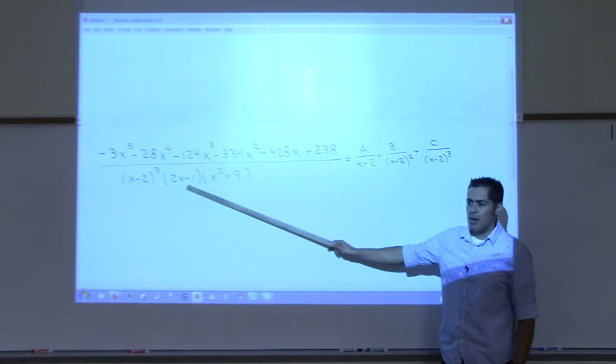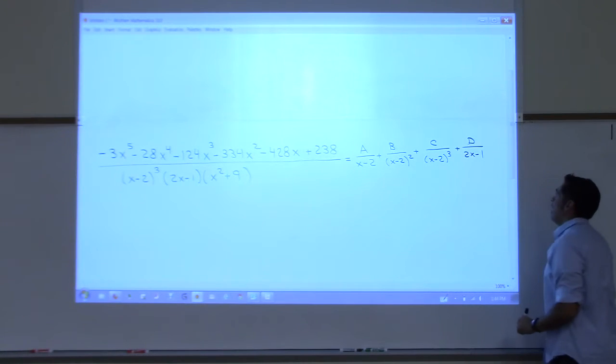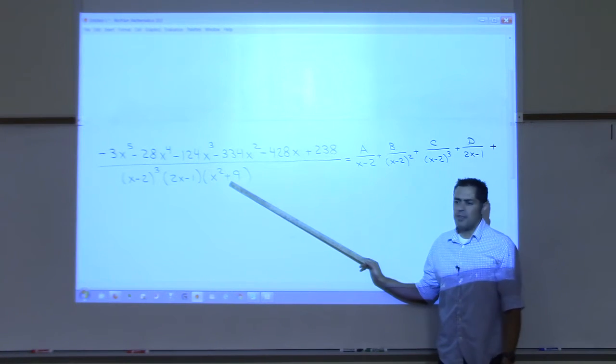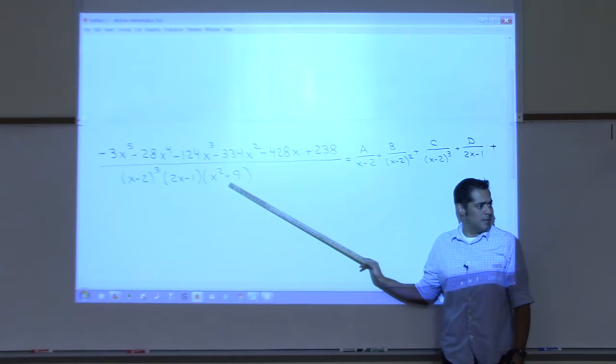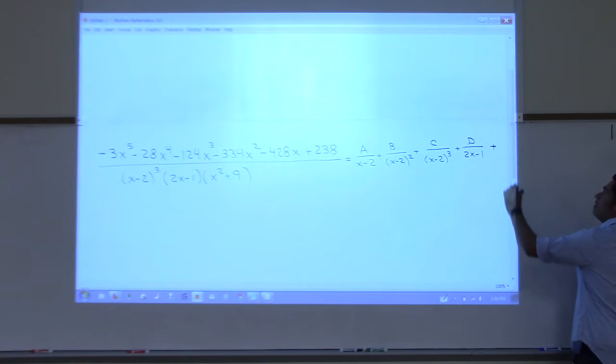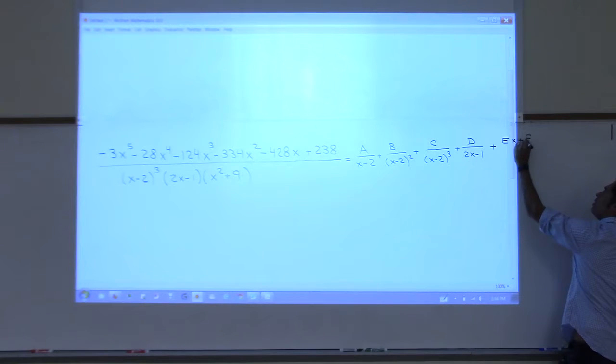How about this one right here, 2x minus 1? It's just a distinct linear factor, so I just need a letter over that, right? So how about we use d? D over 2x minus 1, okay? And then finally, plus, let's see, this right here, oh, it's an irreducible quadratic, isn't it? So for an irreducible quadratic, I need a linear expression on top. So how about ex plus f over x squared plus 9. Oh, wow.